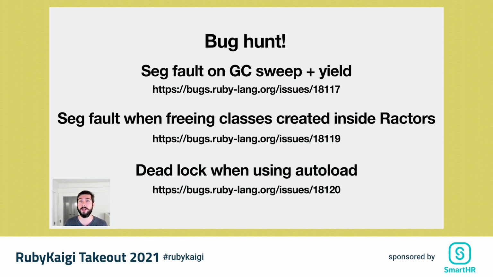And finally, we found a deadlock when referencing an autoloaded constant for the first time inside the Ractor. So if the first reference we ever do to an autoloaded constant comes from inside the child Ractor, it would cause a deadlock. And I'm happy to announce that we managed to fix the first one, but we haven't been able to get to the other ones just yet.